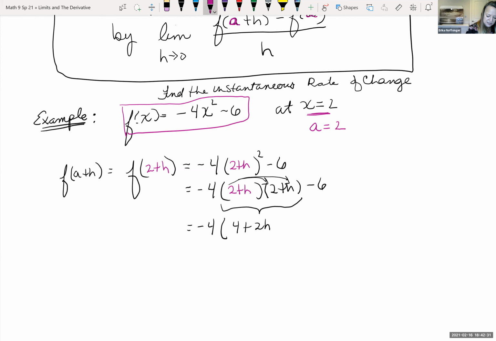Distribute the next term inside the first parentheses. So h times 2, so plus 2h. And h times h, so plus h squared. Close our parentheses, and then we still have that minus 6 here, so minus 6.